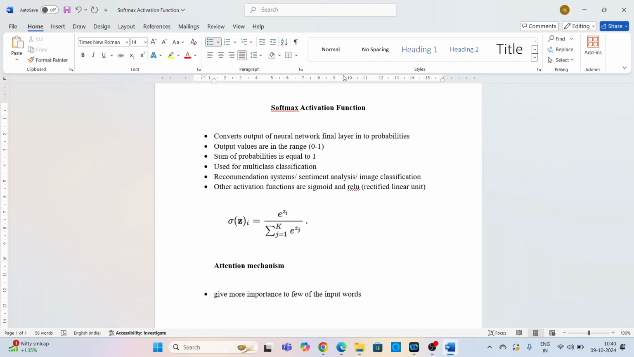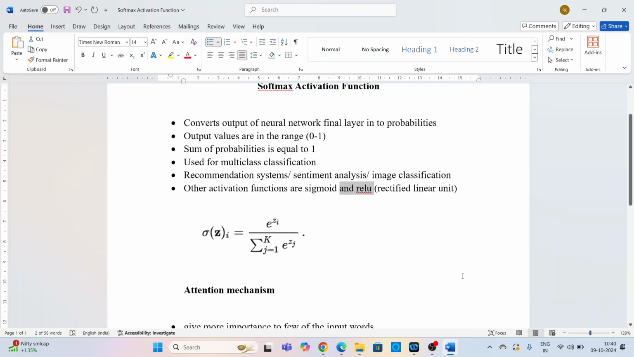Softmax activation functions. We have other activation functions like sigmoid and ReLU, but Softmax is preferred and overcomes the disadvantages of sigmoid and ReLU, where the Softmax activation function keeps the output value in the range of 0 to 1. As well, it gives the output as probabilities. So if you sum all these probabilities, the total will be 1.